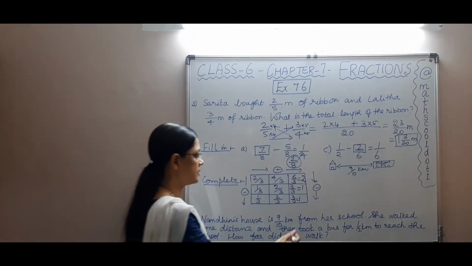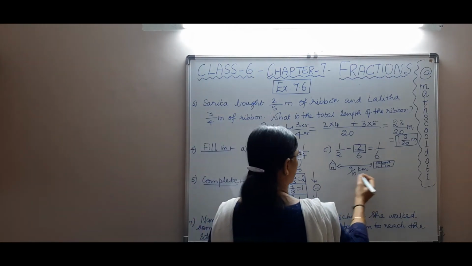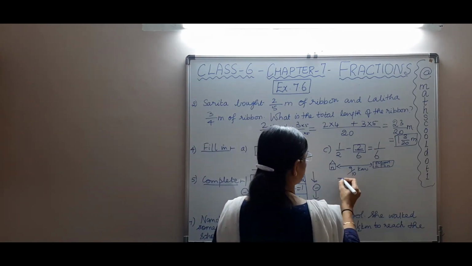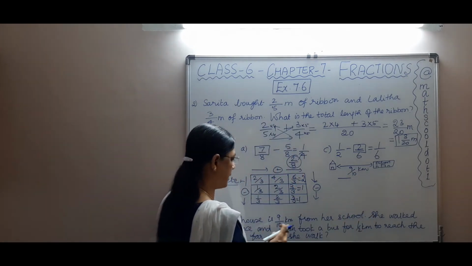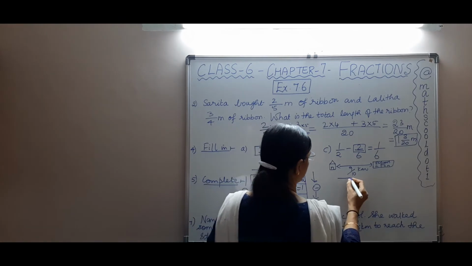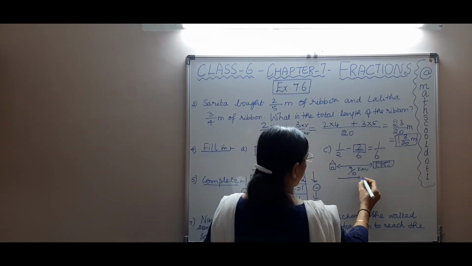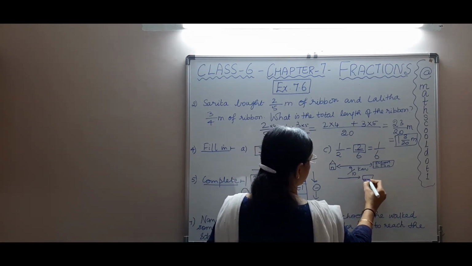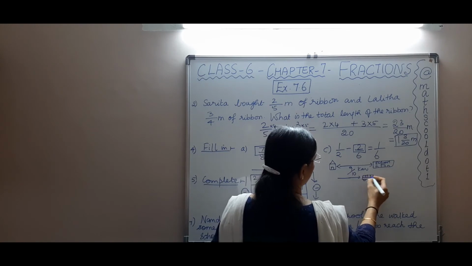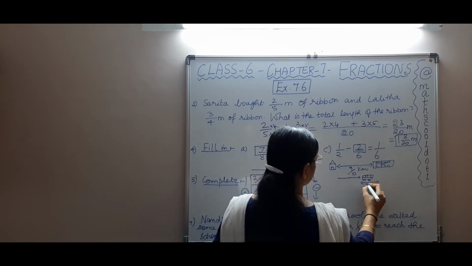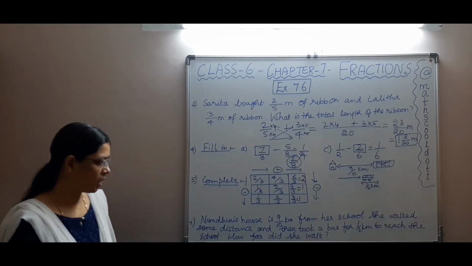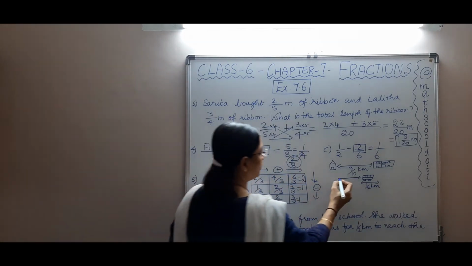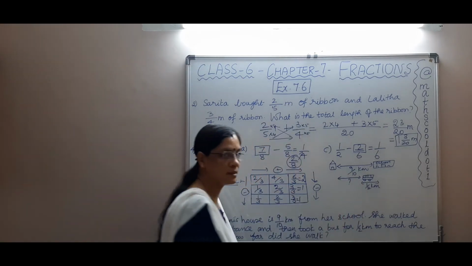So what she did is, from her house to school, she walked some distance and then took a bus for half a kilometer. So she walks for some distance and then she takes a bus for half a kilometer. So this distance is half a kilometer to reach the school. How far did she walk? Now you need to find out this distance.